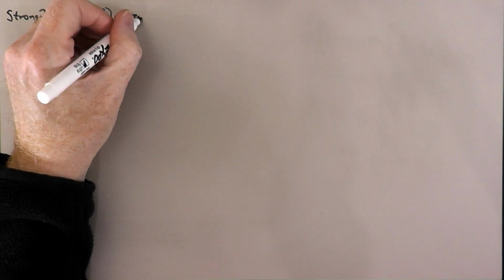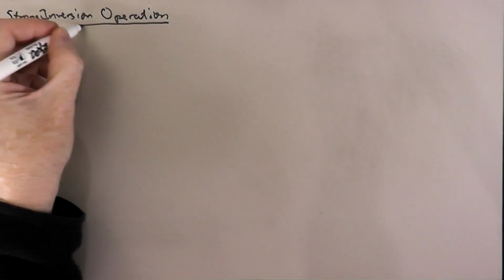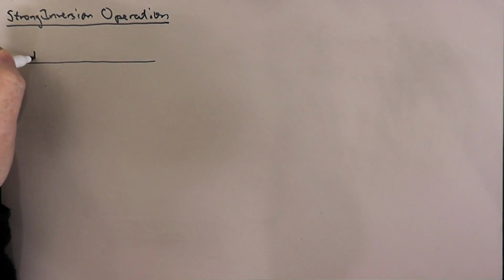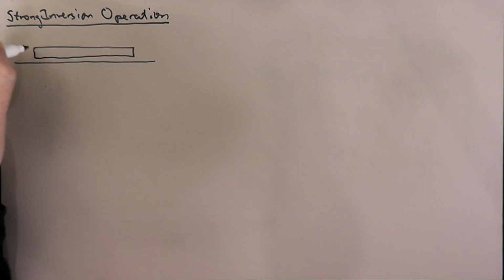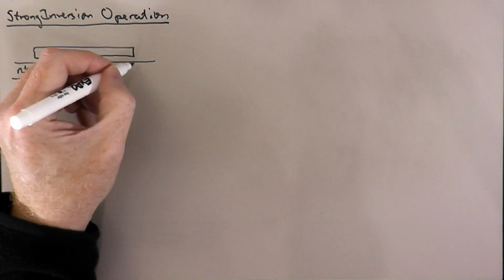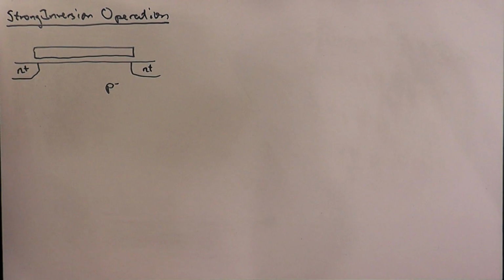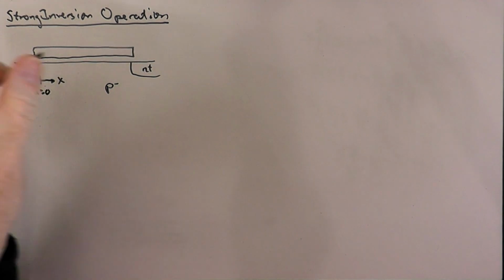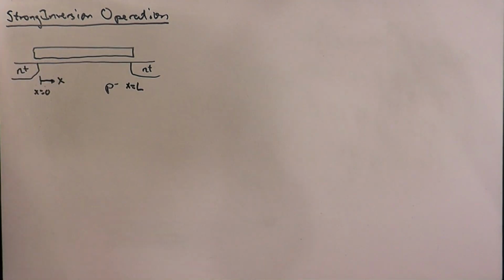Okay, so in this segment we're going to cover strong inversion operation. To start, we're going to establish a coordinate system. If this is our MOSFET in cross section, and this is the source, the bulk, and the drain, and the gate above, we're going to call this direction the x direction, and this will be x equals 0, and this will be x equals L at the drain end of the channel.